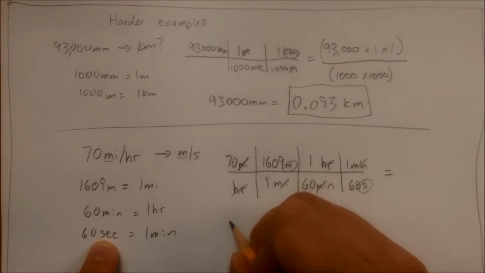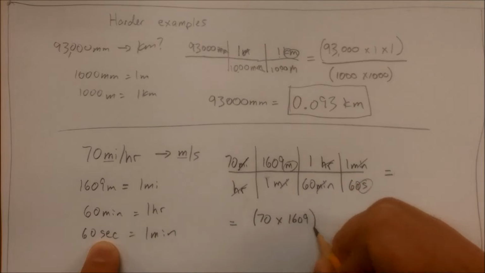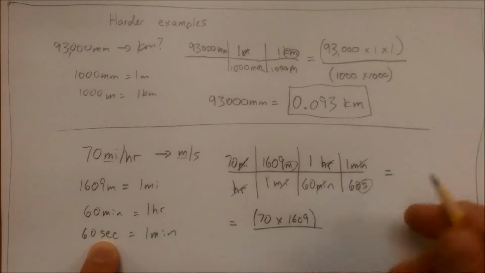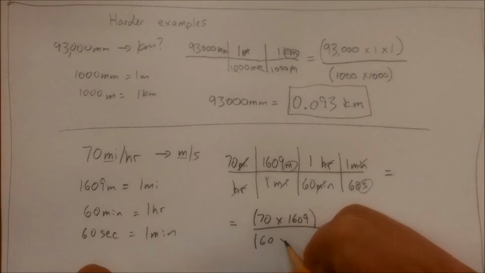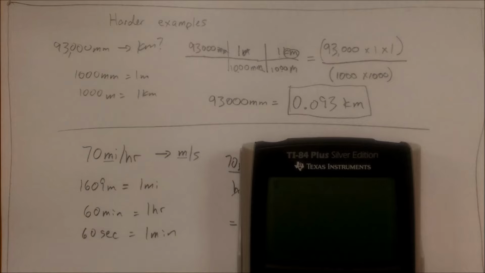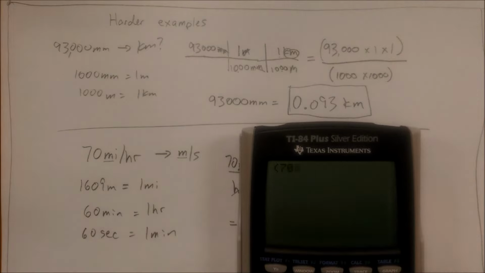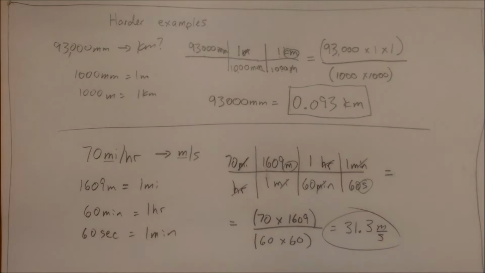So now it's time to multiply everything and divide. So in the top I'll have 70 times 1,609. And I'm leaving out the ones this time, because multiplying by 1 doesn't do anything. And then I have 60 times 60 in the bottom. Let's get the calculator out. That was 70 times 1,609 divided by 60 times 60. That gives me about 31.3 meters per second.